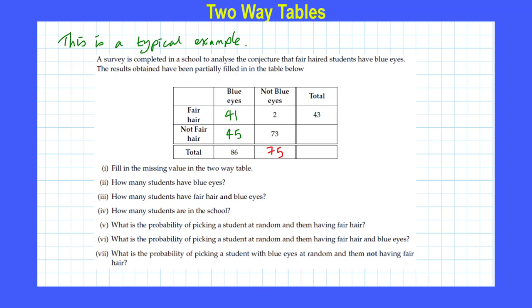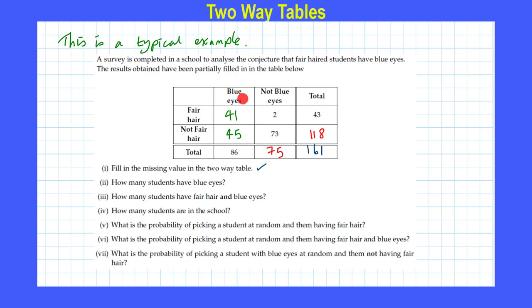Now I can add them going across. So getting 118. And then I can get my total by simply adding either the column totals or the row totals, both of which give you 161. So the first bit we've done.